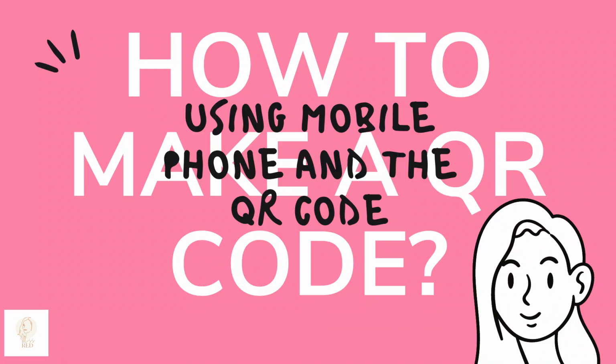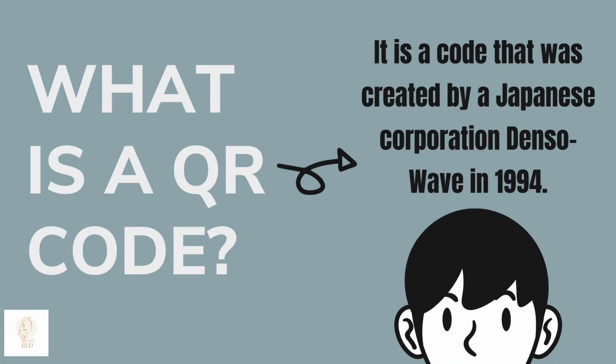Today, we are going to talk about using mobile phone and the QR code. Since ICT integration allows ease of processing of information, here's an example of how we can read information at a quicker speed and in an interesting manner. Are you familiar with a QR code?